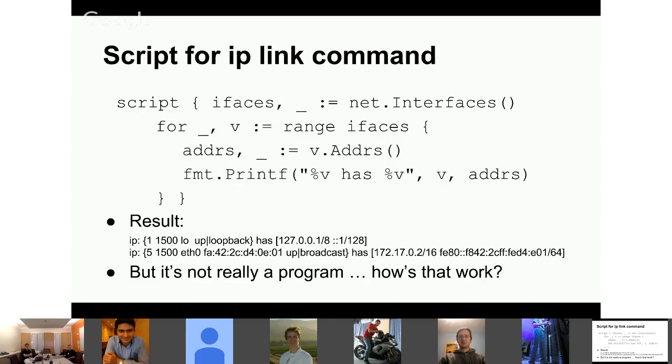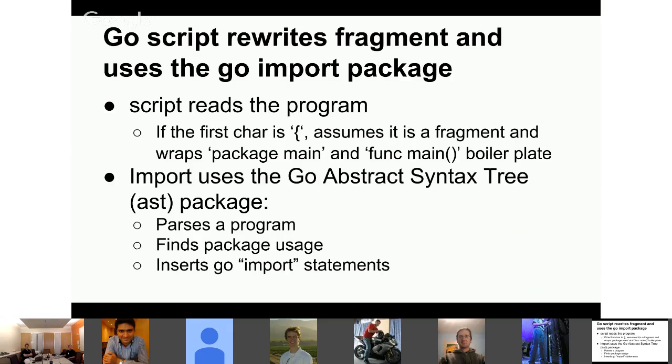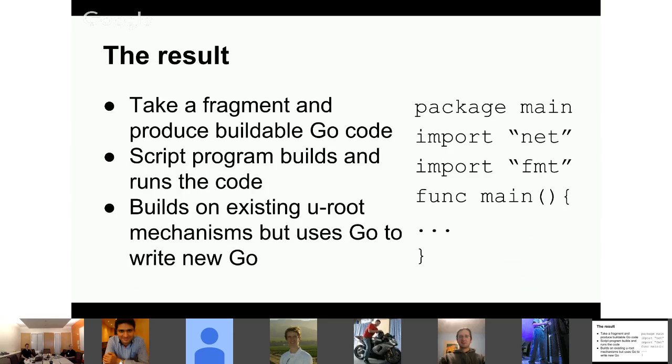And if you've ever looked at the IP command, it's just a bit longer in C. So the Go script command rewrites that fragment and uses the Go imports package to figure out what it needs to do. And the way the imports package works, it's not textually based. It actually parses the program and produces a Go abstract syntax tree, and then finds things that are imports and then fixes them up. And it's actually a little more complicated, and I'll get to that in a second.